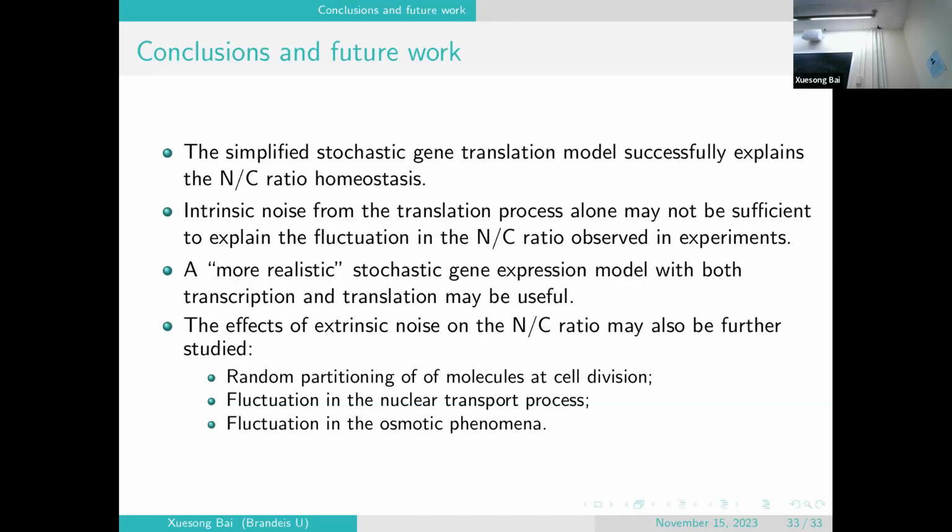And the other one is the nuclear transport process. Because this model simplifies to only the protein ratio, we didn't care about the dynamics of the transport, and maybe there's some noise in there. And finally, the osmotic phenomenon itself leads to some fluctuations that may be interesting to study in the future. So, okay, I guess that concludes my talk.